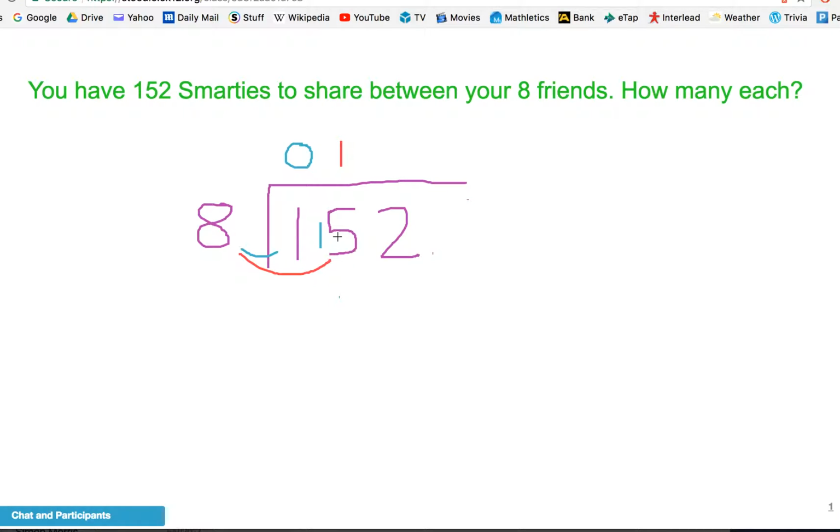So if there's any remainders after you've done the division fact, the nearest you could get to 15 without going past 15 was 8. The remainder is 7, and we write that remainder in next to the next number, next to the 2. And now we say how many 8s are in 72, and that's a basic fact. That's 9. So that becomes our answer. No remainders this time, so our answer is 19. Okay, it's a nice simple one.